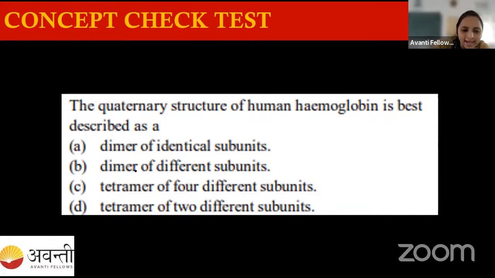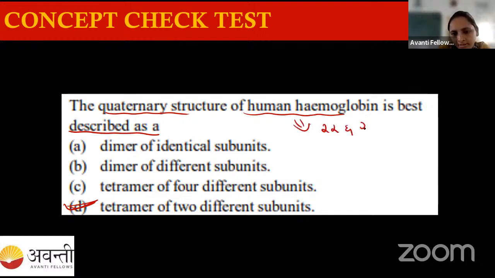Yes, the correct answer is tetramer of two different subunits. Here we are asking about the quaternary structure of human hemoglobin. Hemoglobin is made up of 2 alpha and 2 beta subunits, so it is a tetramer with 4 subunits. That's why I'm calling it a tetramer.